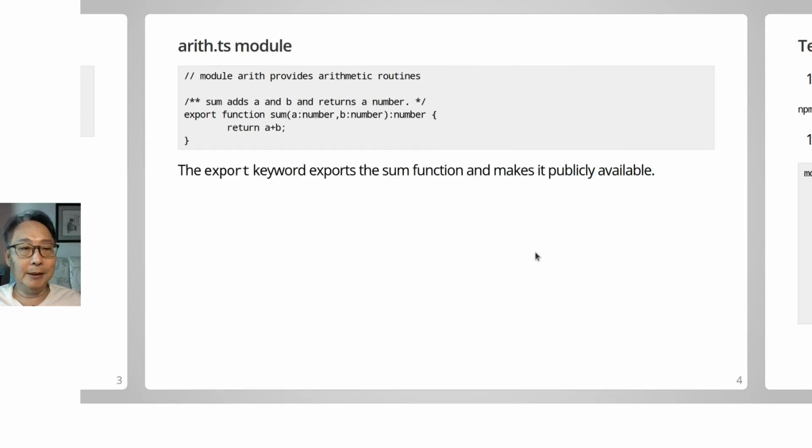So here is the arithmetic module. This is equivalent to a Go doc. It's inspired by Javadoc, I guess. So it's a TypeScript doc, if you like. There is no uppercase convention for exported functions, so you use the export keyword. I like the export keyword because it's right next to the function you're exporting. So sum is an exported function.